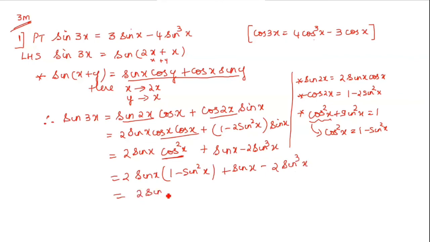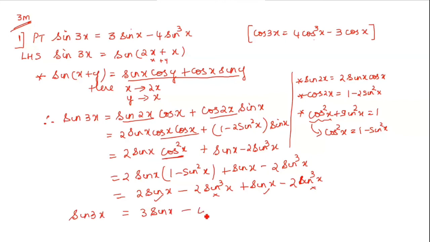So 2 sine x minus 2 sine cube x plus sine x minus 2 sine cube x. Group sine x together, sine cube x together. So group these two together, group these two together. So 2 plus 1, you are getting 3. So therefore sine 3x is equal to 3 sine x minus 2 minus 2, it is minus 4 sine cube x as desired. So this is the right hand side.